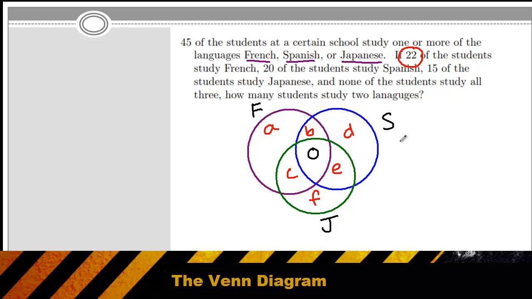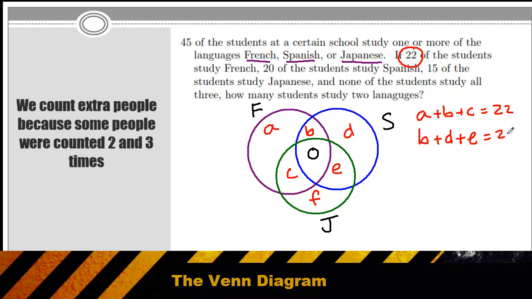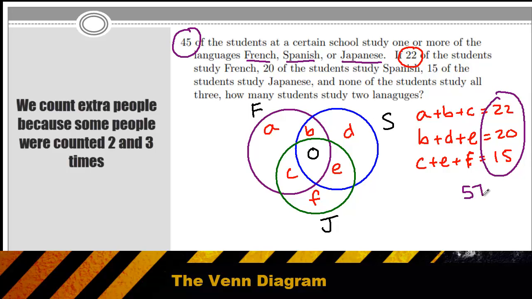So if 22 students speak French, I can write the equation that A plus B plus C equals 22. And if 20 speak Spanish, I can write that B plus D plus E equals 20. And 15 study Japanese, so C plus E plus F equals 15. Now, the question tells us we have a total of 45 students, but when we add all of the students from our overlapping set, we actually get a number much larger. We have a total of 57.